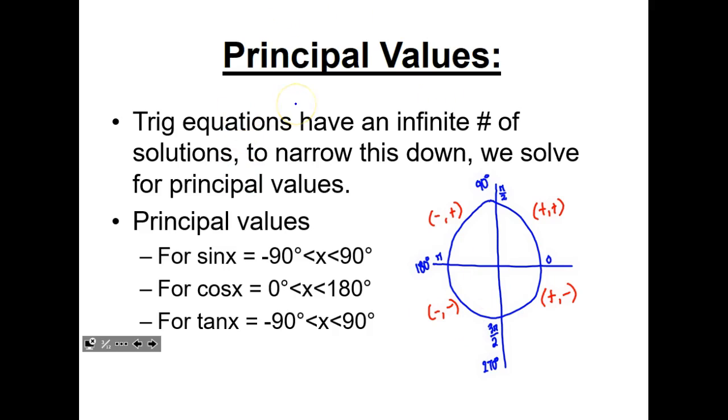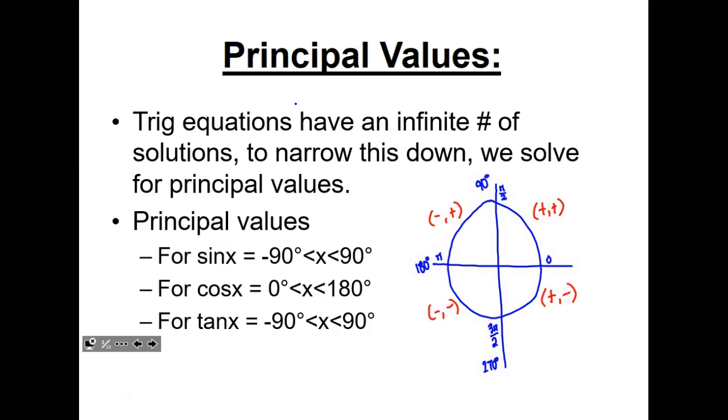So in order to narrow this down, sometimes we will solve for what are called principal values. Principal values are what your calculator gives you if you do inverse tangent, inverse sine, inverse cosine. Because the calculator, if you do inverse tangent of 4/7 like we just did, only gave us one answer. It gave us one place where tangent is 4/7. But if we keep going around that unit circle, there's multiple places where tangent equals 4/7.